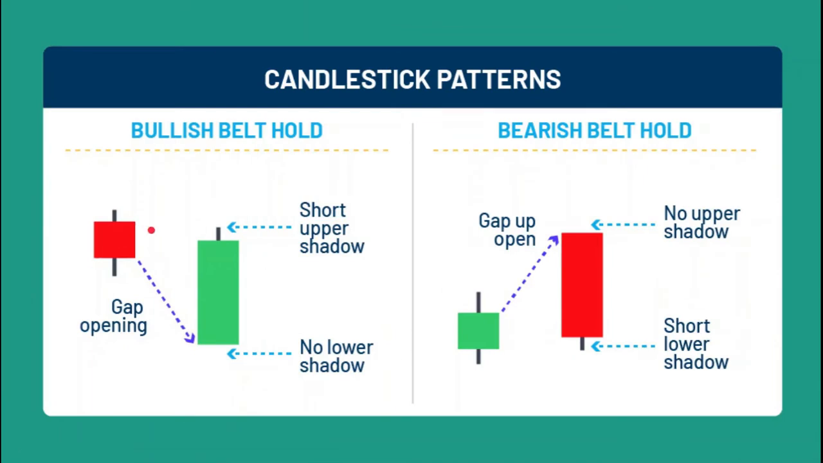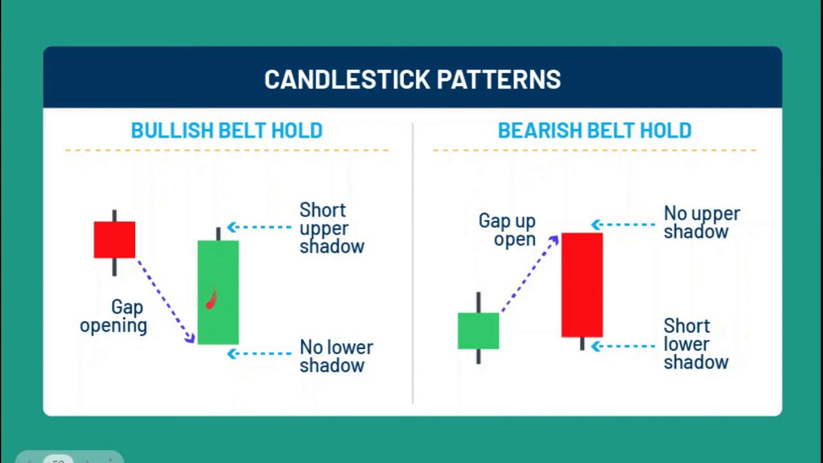There are two different types of belt hold candlesticks, bullish and bearish belt hold candlesticks. The bullish belt hold is a tall green candle, as you can see here, which opens on or very near the low of the session and closes at or near the high of the session. As you can see here, this small shadow shows the highest price, and here you can see the close of the candle. They are very close to each other.